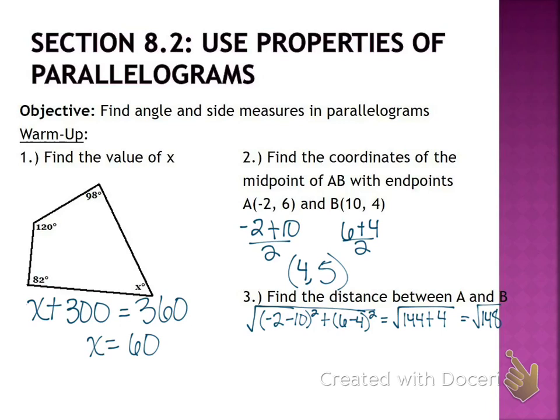Did anybody get a simplified radical for that? 2 root 37. Anybody agree? Seems reasonable. Yes, ma'am. Yeah, we would have to round it if we were to do the decimal. What do we get as a decimal approximation to the nearest tenth? 12.2. Questions, concerns? Need more time?